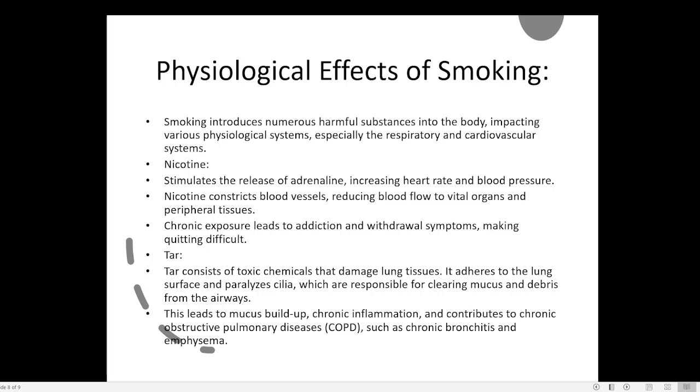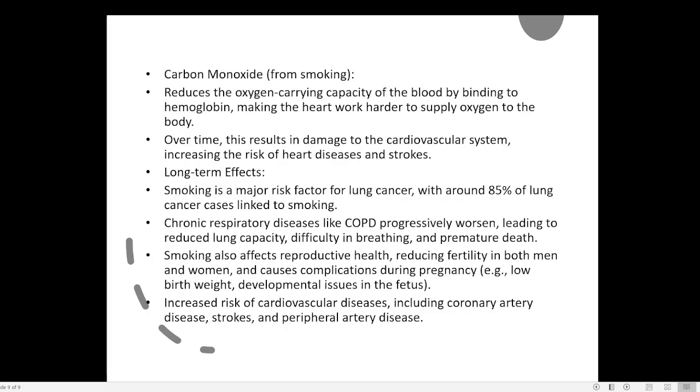There will be chronic inflammation, and this will be leading to COPD, chronic obstructive pulmonary disease, such as earlier I showed you about how bronchitis can happen. So that will be leading to bronchitis and also emphysema, where the alveoli of the lungs will be damaged. So these are some of the problems of smoking. It will be leading to COPD, chronic bronchitis, and also emphysema.